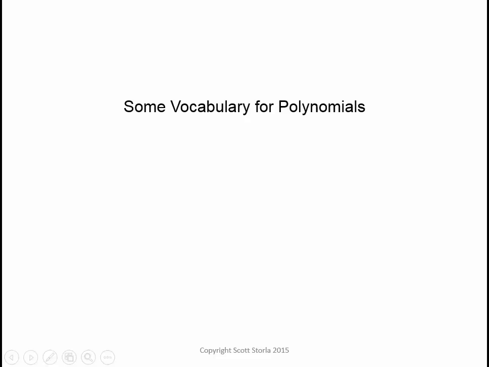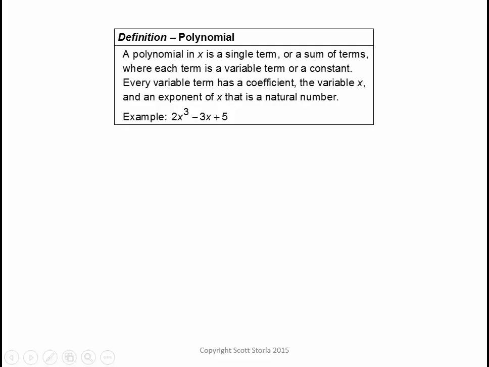Now let's continue with some of the vocabulary we'll need for polynomials. Here's our definition of a polynomial. One really important point is to notice that we always take the point of view that a polynomial is a sum. So we always think of subtraction as adding an opposite.